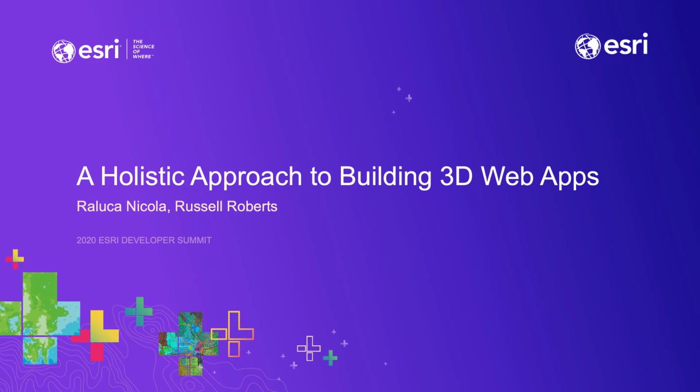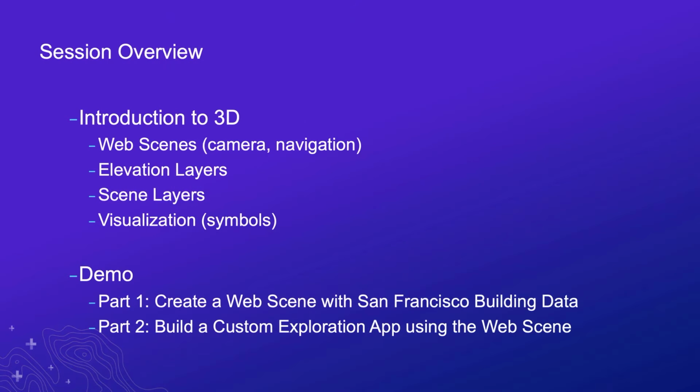All right, so in this presentation, we're going to be showing you how to get your data from wherever you download it, or whoever your data provider is, all the way onto the web with a custom app that you can share with others. In the first part of this presentation, we're going to talk a bit about theory, with a small introduction to 3D, and talk about web scenes, the different specific 3D layers, and visualization.